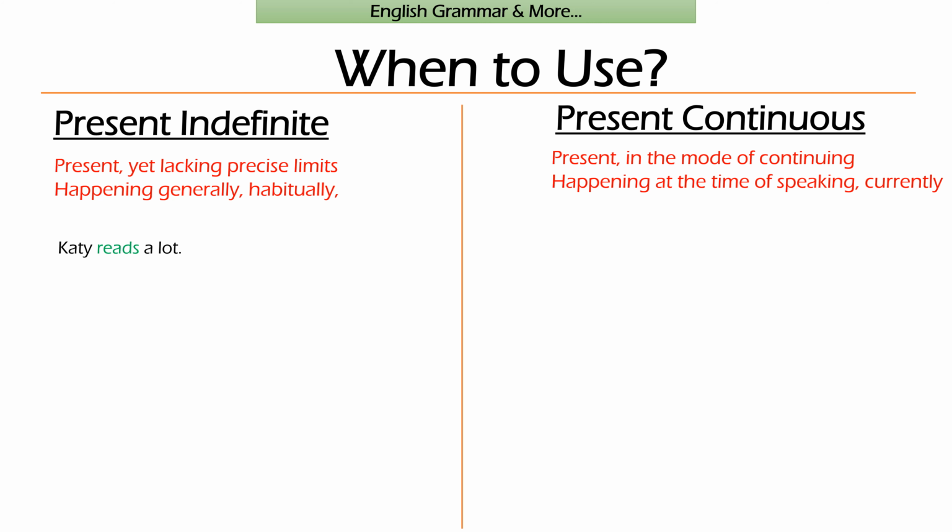To have a better understanding, let's have a look at it in a few examples. Katie reads a lot. Here, we have used the present indefinite tense form because we are talking about an action that takes place generally. So what we are saying here is that Katie typically reads a lot. However, if we say Katie is reading a book right now, it means as we are speaking, Katie has a book in her hands and she's reading a book.